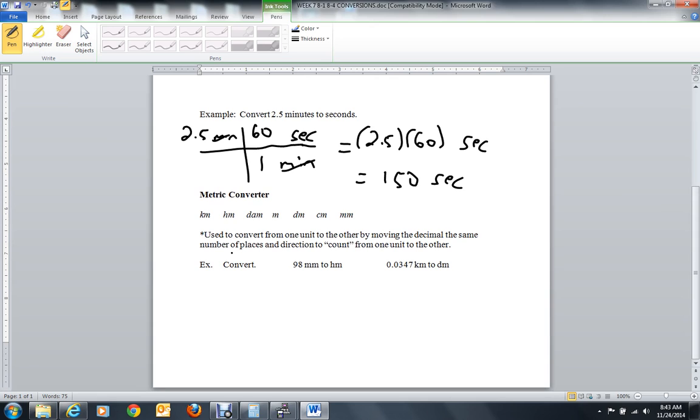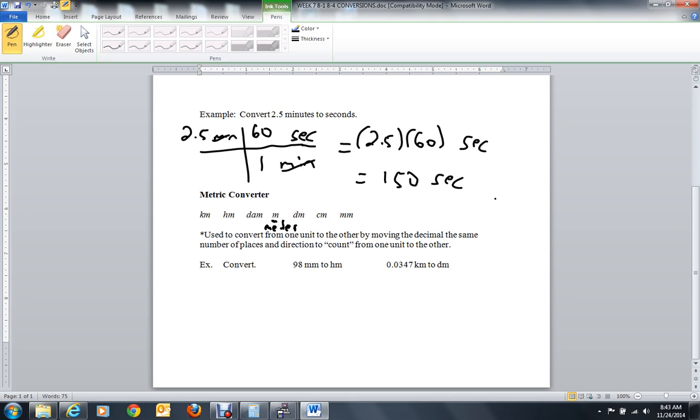Now, the metric system. I'm going to give you the brief version of the metric system. We're going to use the meter as our reference, as our base unit. So M represents meter. Now these other letters, K, H, DA, D, C, and M, are prefixes. So start at the bottom. MM is millimeter, CM is centimeter, DM is decimeter, M is meter, DA is decameter, HM is hectometer, and KM is kilometer.